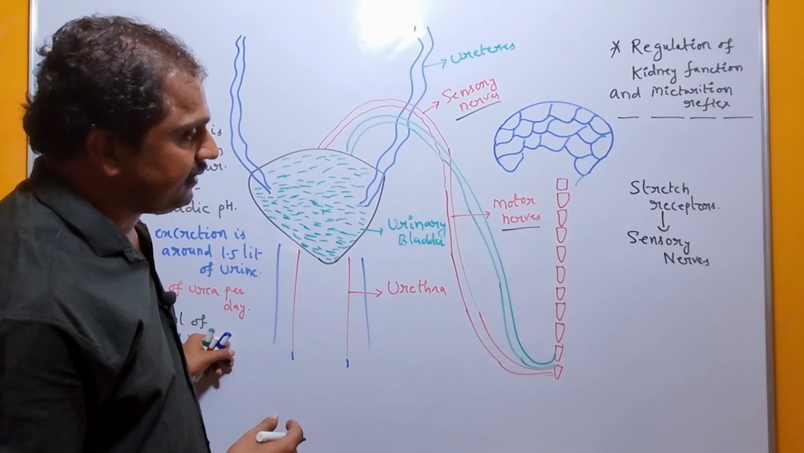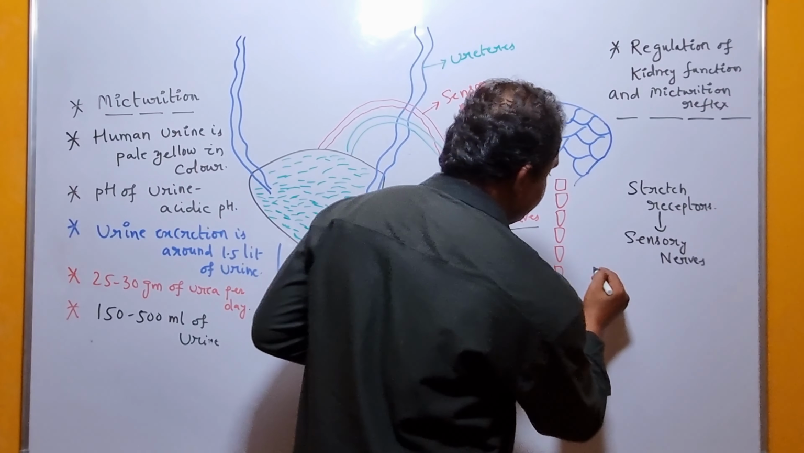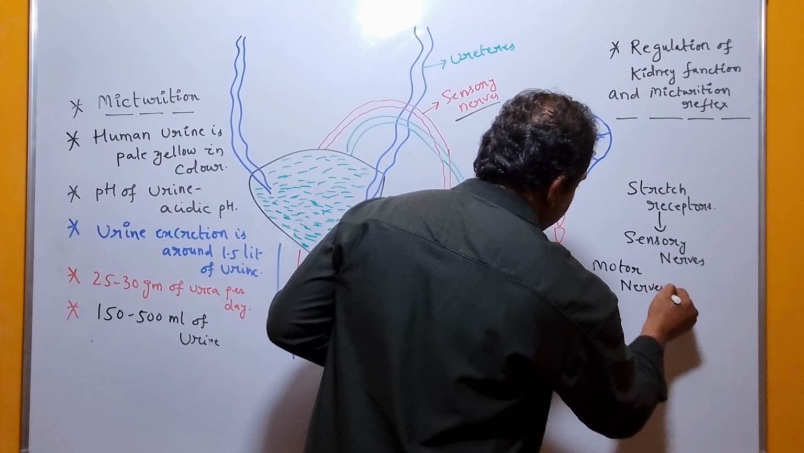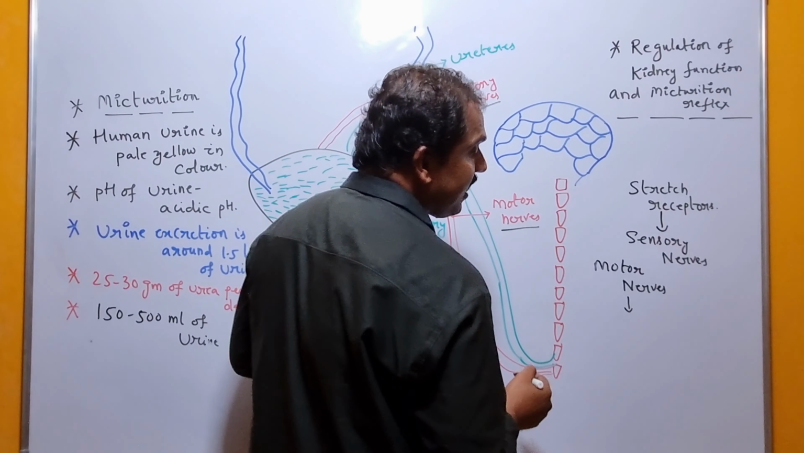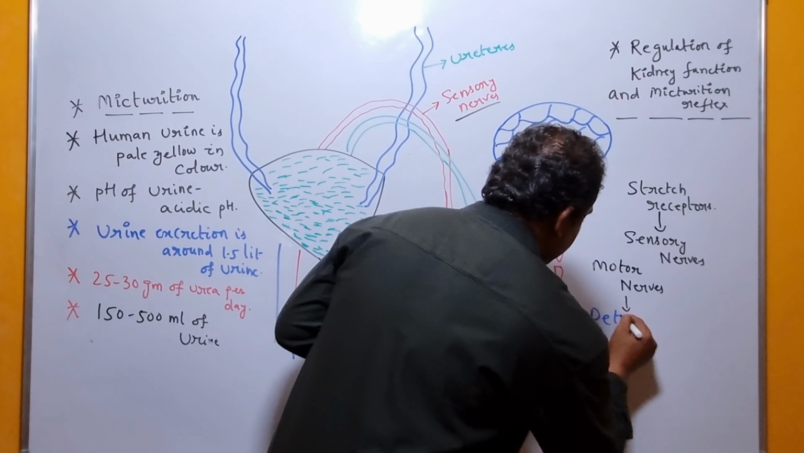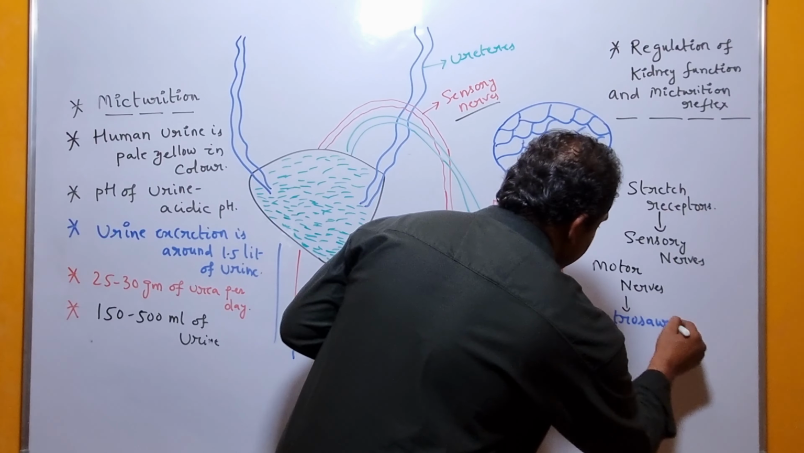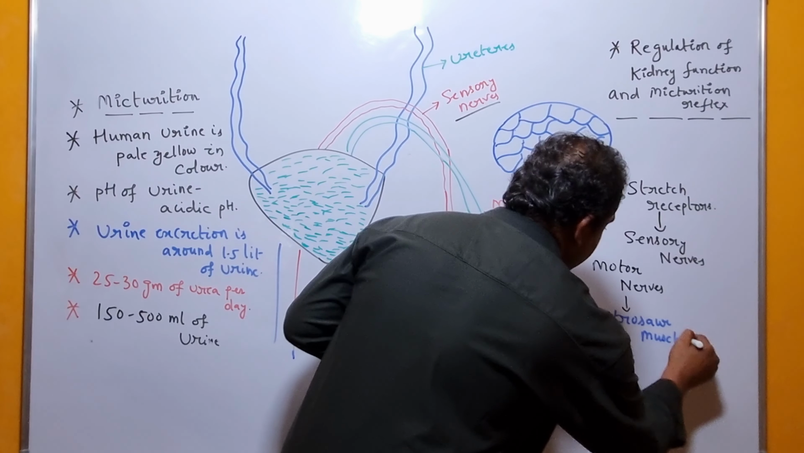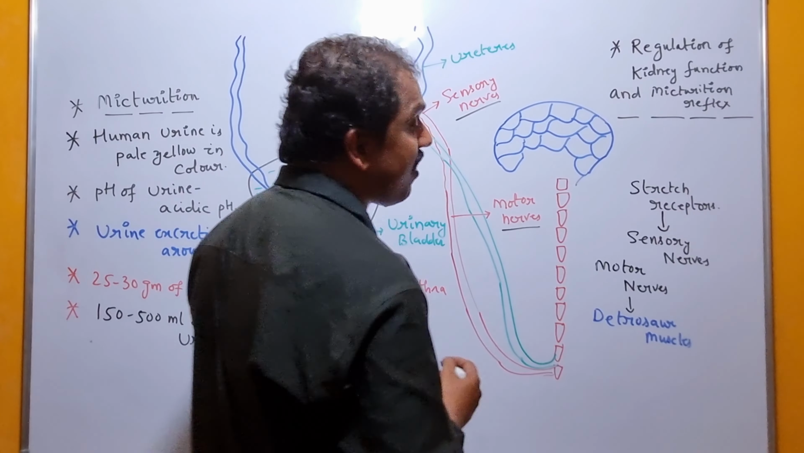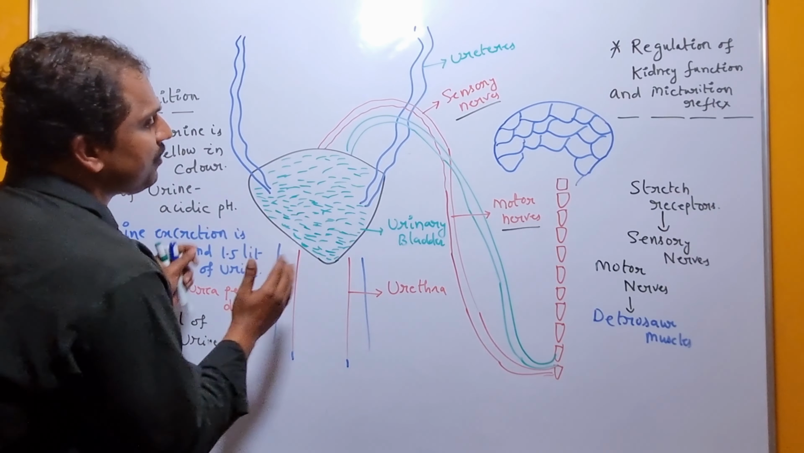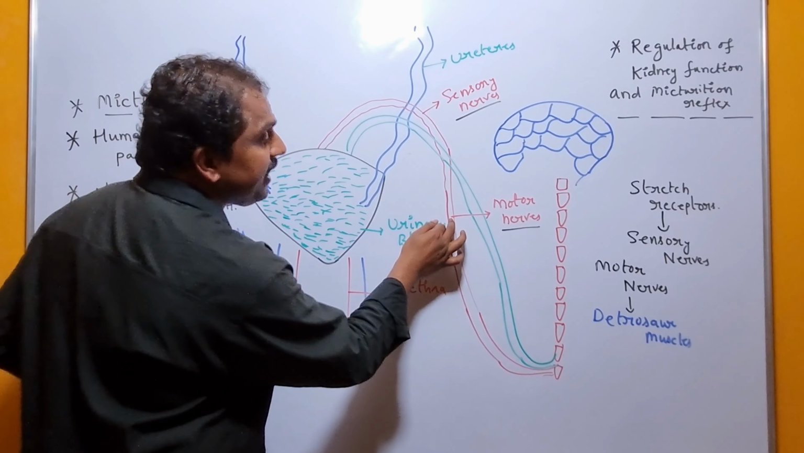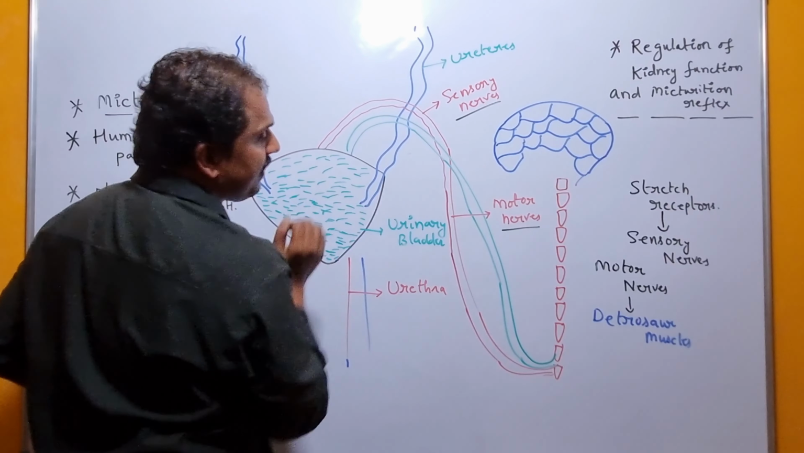Is it clear? So let me write it on the board. Motor nerves are responsible for activating the detrusor muscles, which remain on the surface of the urinary bladder. So here the specific detrusor muscles undergo contraction. That means the walls of the urinary bladder undergo contraction once the motor nerves induce the information from the brain to the effector organ.